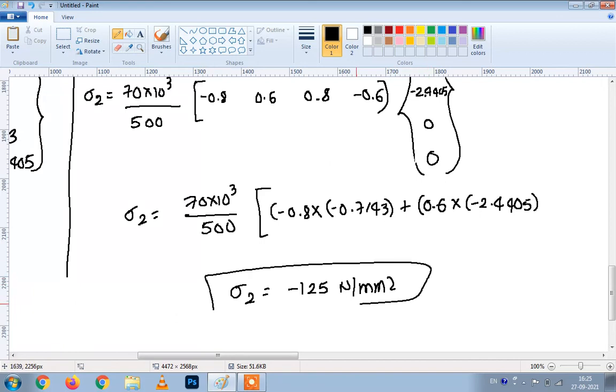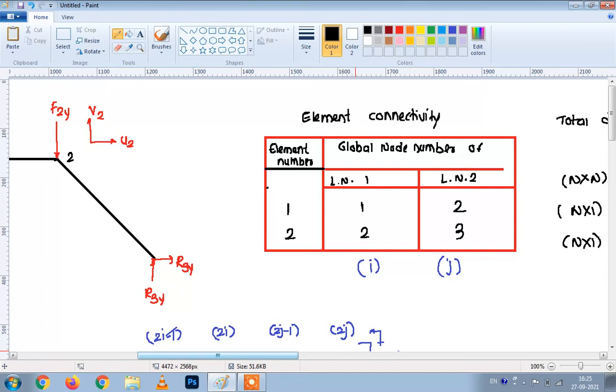So in this way we can solve the numerical which is based on 2 degrees of freedom.